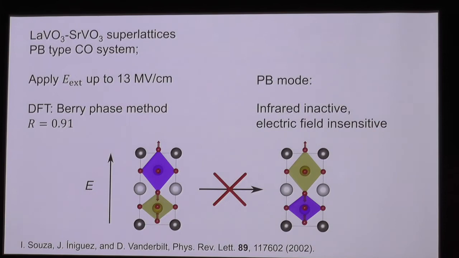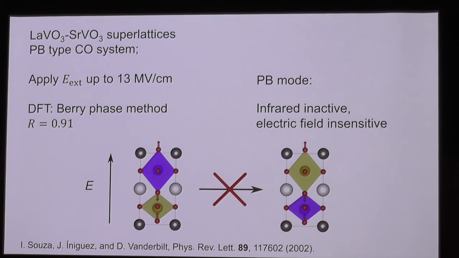Next, in DFT calculation, we apply electric field up to 13 MV per centimeter onto the superlattice with the Berry phase method. We didn't observe any polarization flipping. We should also note, during the application of electric field, the R ratio changes very little. This is because this polyhedral breathing mode is infrared inactive, and it does not respond to the electric field. And as we mentioned before, for such an R value, it requires an electric field larger than 16 MV per centimeter. As a result, the polarization cannot flip.